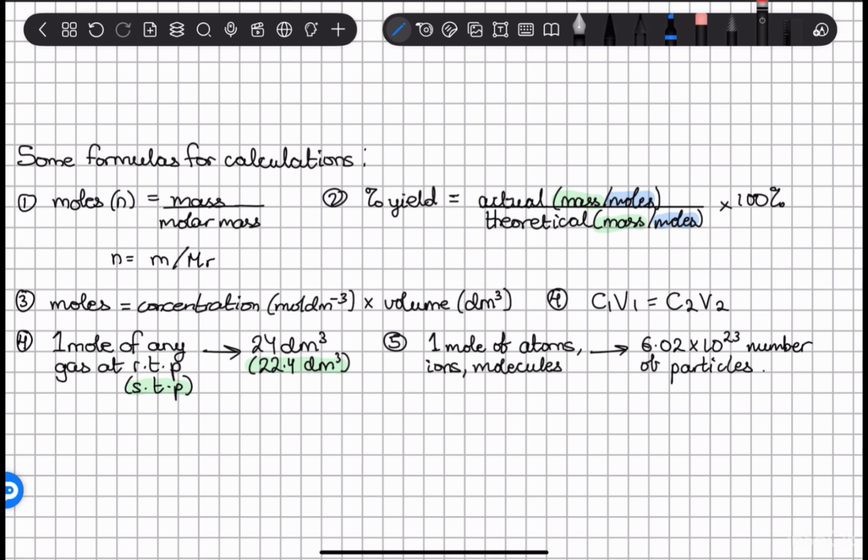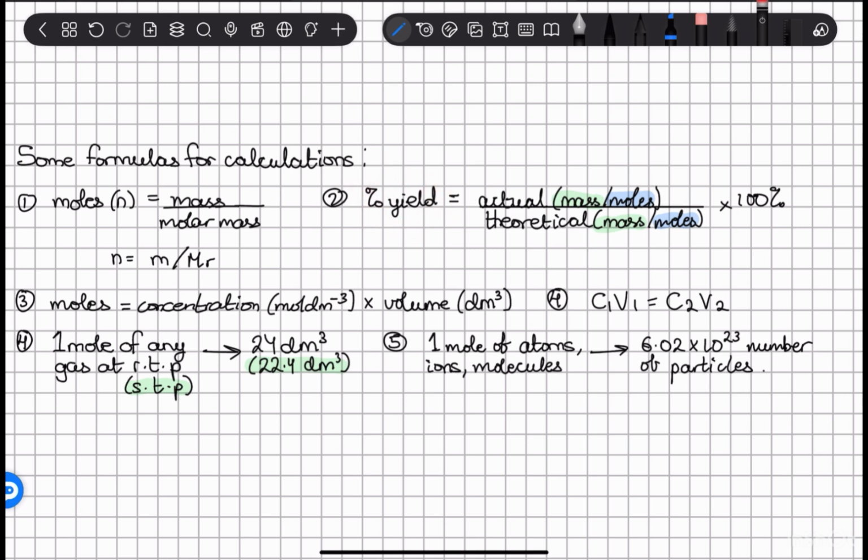You have percentage yield, which is actual mass. So once you do an experiment, the actual mass that you weigh of that product that you get, that's what this would be, the actual mass or moles over the theoretical, which is the calculated one that you expected. Mostly the theoretical one is way more than the actual one because of certain lab conditions. So this is to calculate the percentage yield.